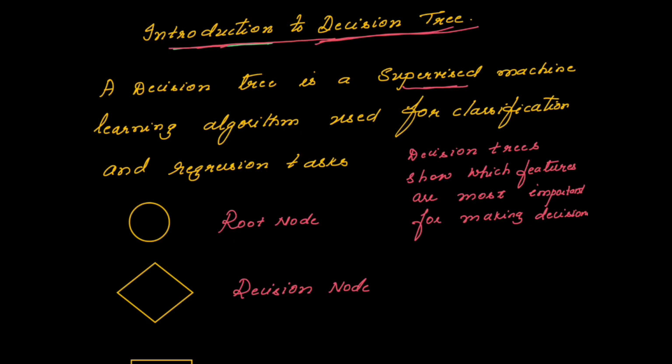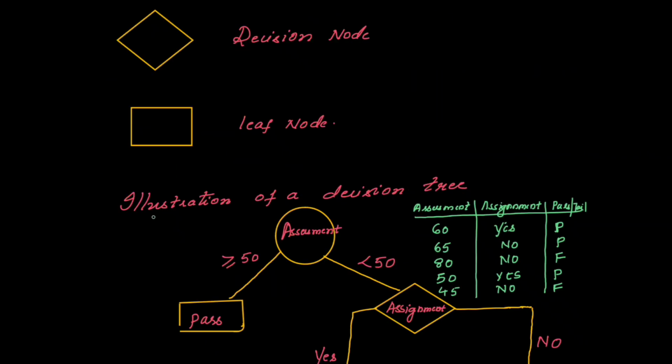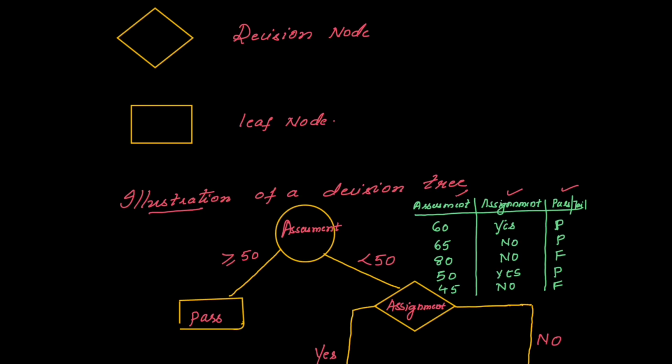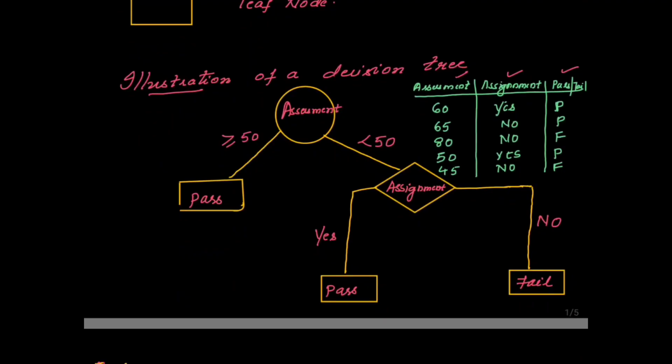Decision tree is a supervised machine learning algorithm used for classification and regression tasks. In this case, what exactly happens is, whatever data set is given, for example, here I'm showing one simple data set which has two features, assessment and assignment, and the target attribute is pass and fail. In the concept of decision tree, it splits the data into smaller subsets while at the same time an associated tree is incrementally developed. The end result is a tree with decision nodes and leaf nodes.